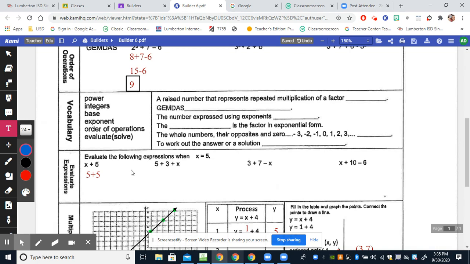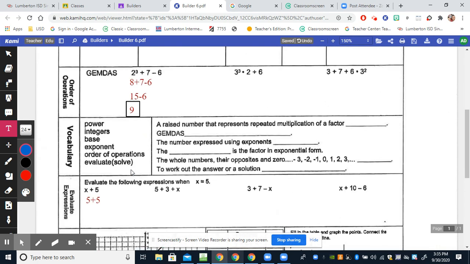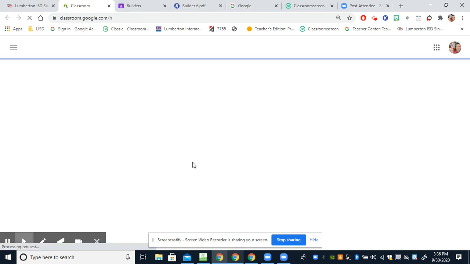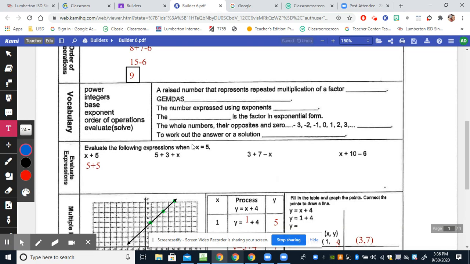So we've done some of the builder already. And today I want to focus on the vocabulary. Remember, you can go into that math information folder in the Google Classroom. It's under the Google Slides to get to the vocabulary terms. For some reason, it's running slow, but I'll go back to it. Let me get back to my Cami.